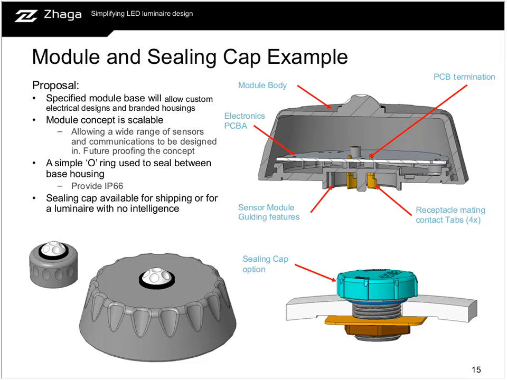The design will allow for sealing between a base and the housing. We're proposing designs with a simple O-ring to allow for the IP66. And there also will be a sealing cap available. The sealing cap means that you can transport luminaires to site without the intelligence fitted, or you can install luminaires with no intelligence to start with and then upgrade at a later date.